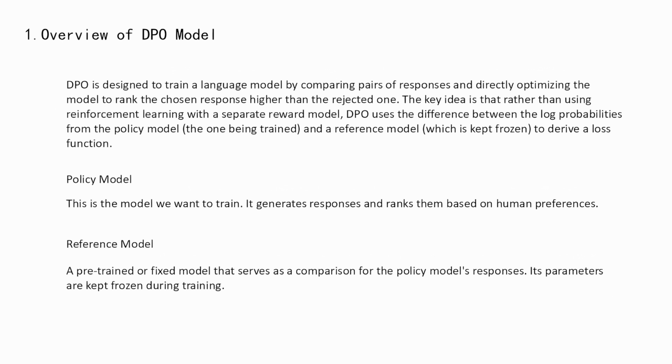The policy model is the model we want to train. It generates responses and ranks them based on human preferences. The reference model is a pre-trained or fixed model that serves as a comparison for the policy model's responses. Its parameters are kept frozen during training.